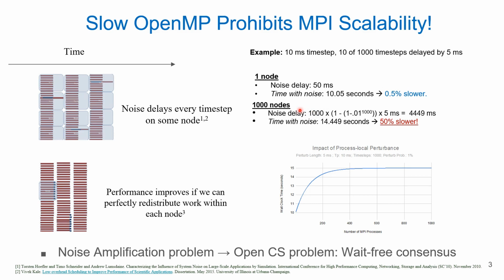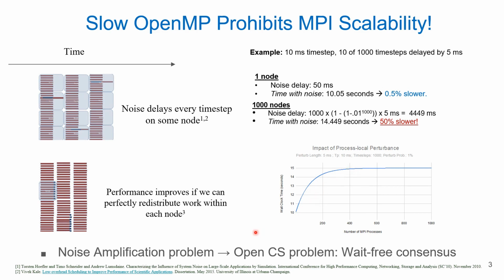But now, if we increase the program to run on 1,000 nodes, which is not an unrealistic number for a simulation, the expected time with noise is 14.449 seconds. That's around 50% slower. This is the noise amplification problem. And you can model this further through this chart that I have, and you can see this inflection point as you go up to 400 processes.